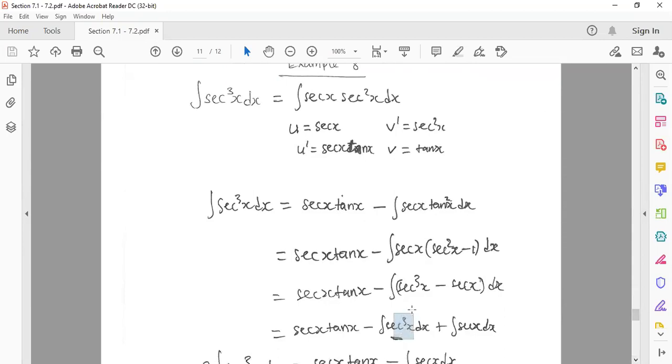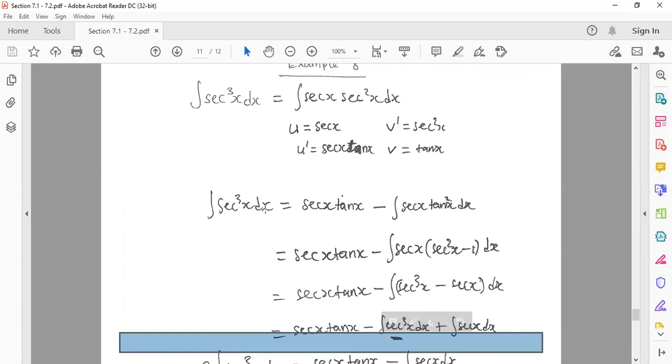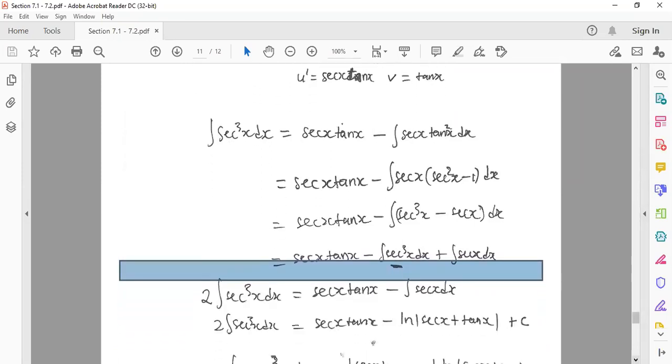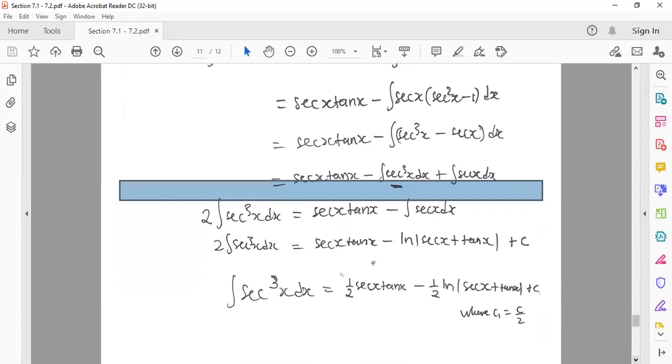You have a sec cube that appears on the right-hand side, and there is another sec cube on the left-hand side. What do we do with integrals that are the same? You group them together. So you take the minus sec cube to the other side. You just have 2 of them. There you go, you're done. You divide both sides by 2, and you're done. All right.